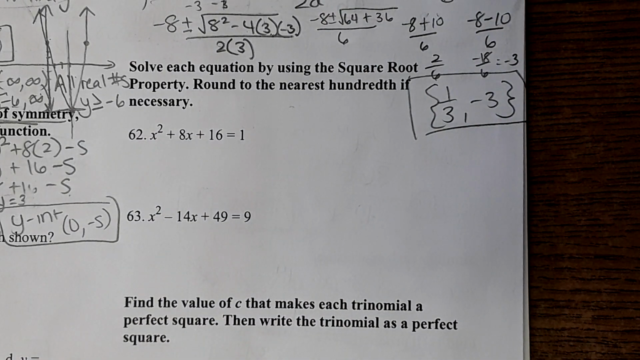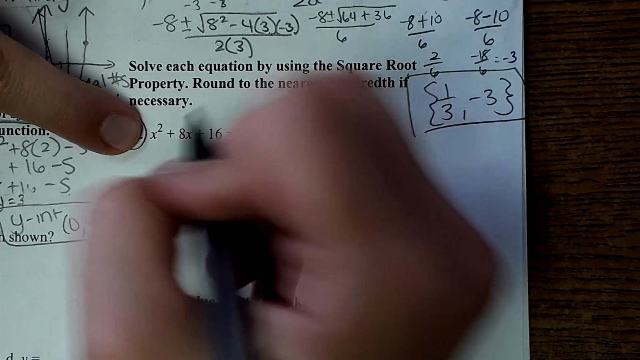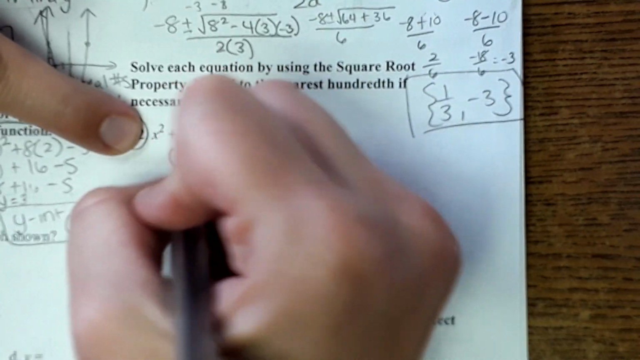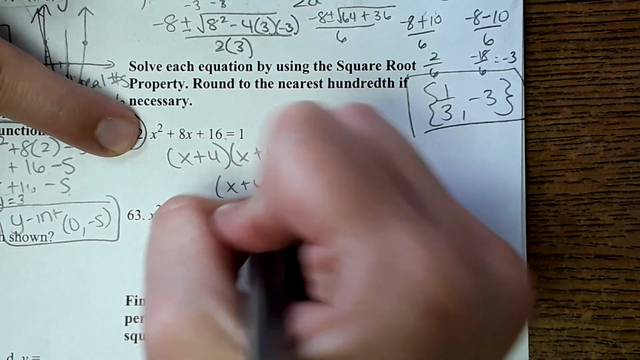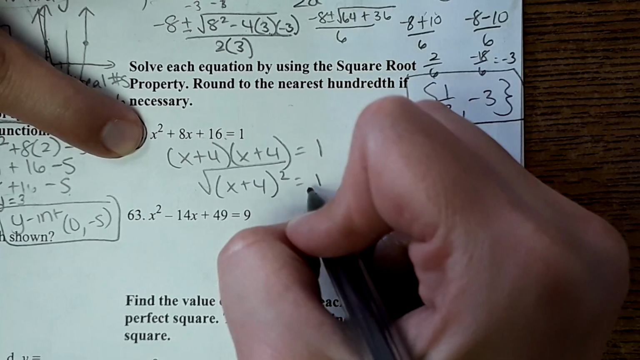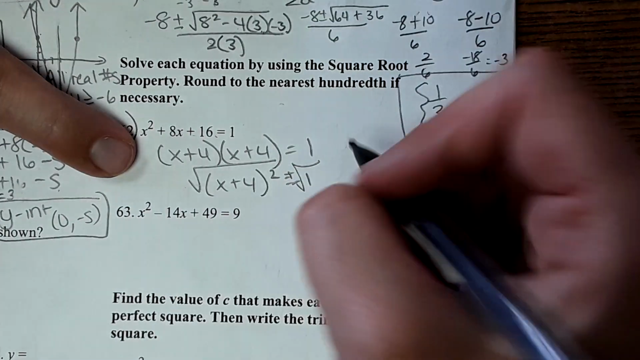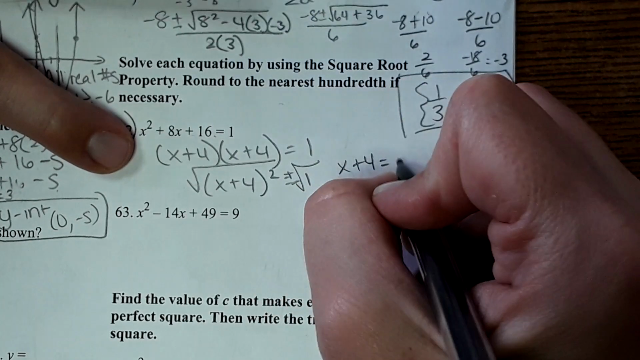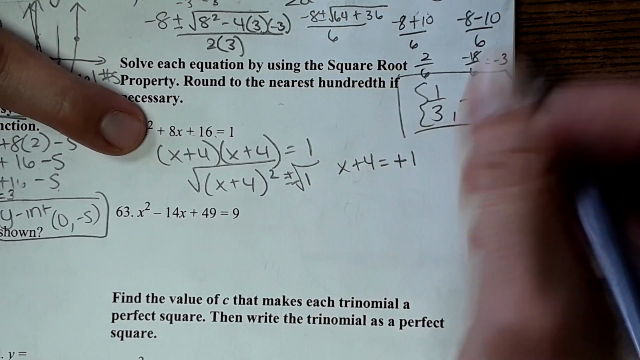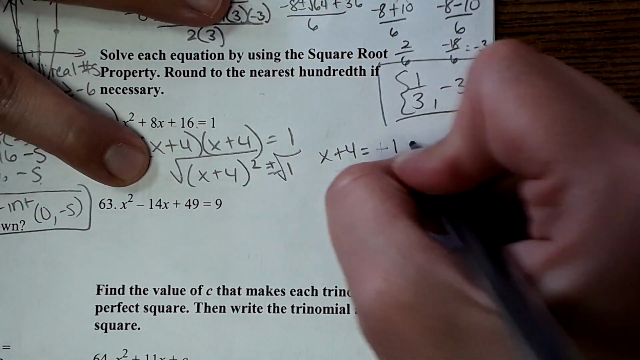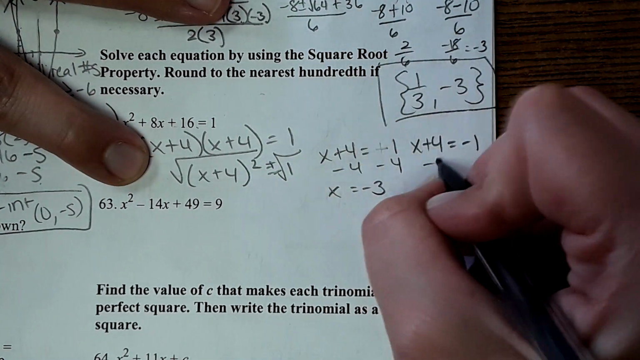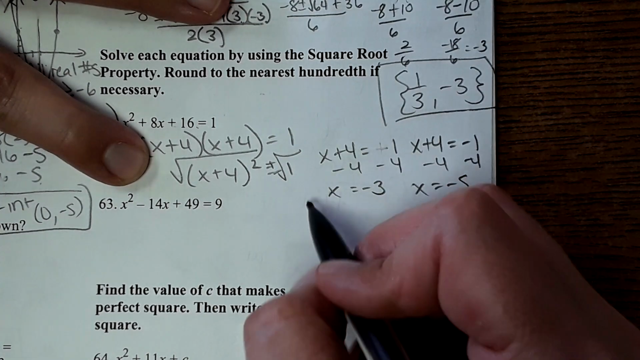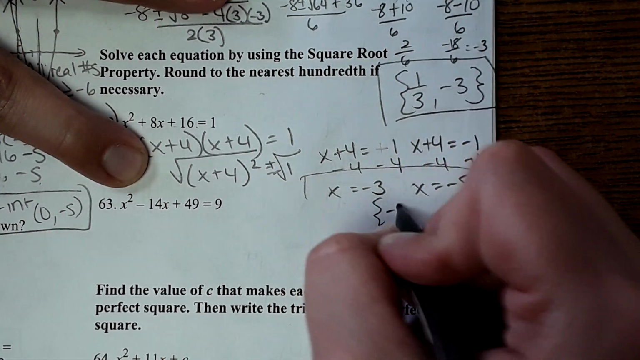62. Solve each equation by using the square root property, round to the nearest hundredth. So right here, I'm going to come up with two factors here, which would be x plus 4. That would be x plus 4 squared equals 1. Take the square root of both sides, and this becomes plus or minus square root of 1. So x plus 4 equals positive 1, and then x plus 4 equals negative 1. X equals negative 5. So the way it might be written is like this.